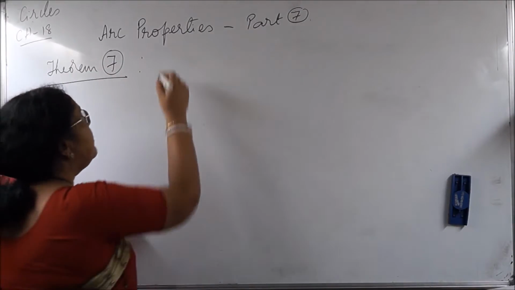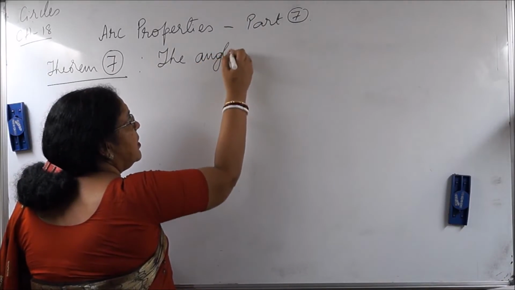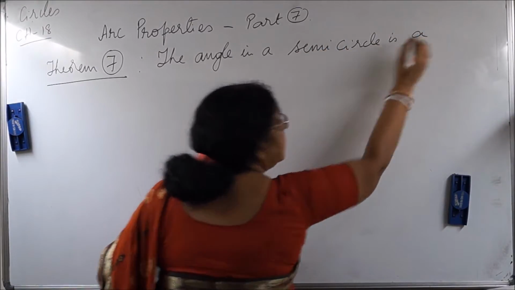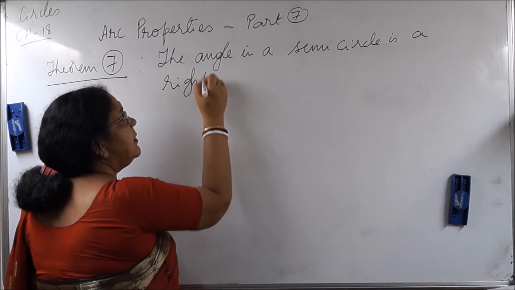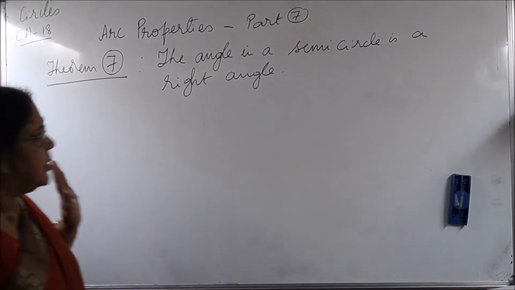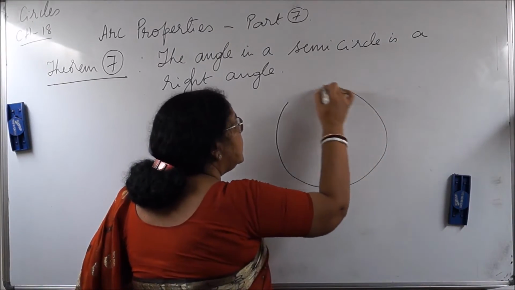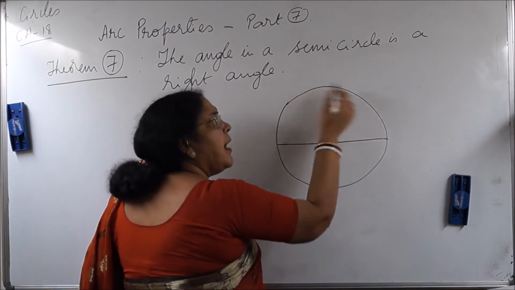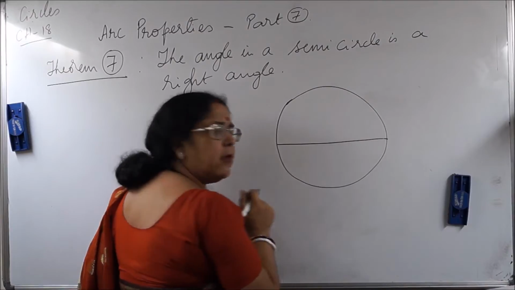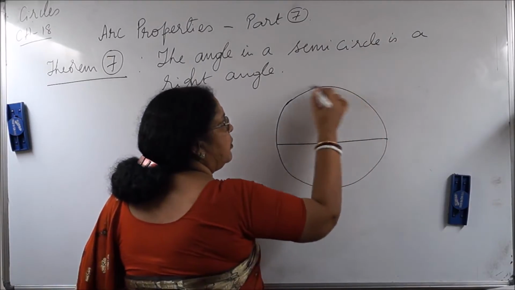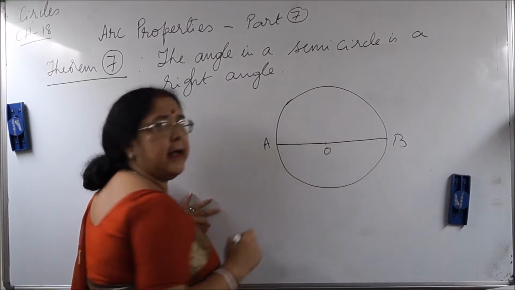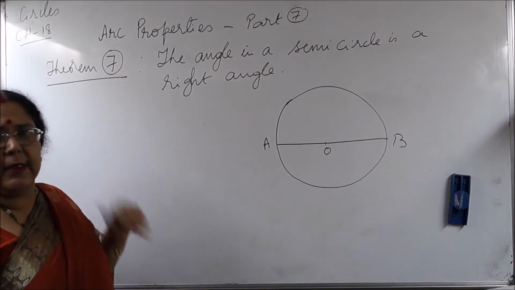According to this theorem, the angle in a semicircle is a right angle. Okay, the angle in a semicircle is a right angle. That means if you have a semicircle, what is a semicircle? The region bounded by the diameter and the arc of the circle. These are the two segments. Now the semicircle is the entire thing: this half of the circumference of the circle plus the chord AB, that is the diameter. A chord which passes through the center of the circle is the diameter.